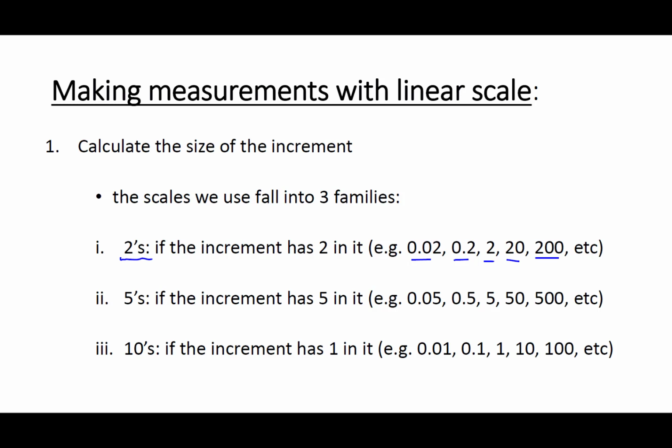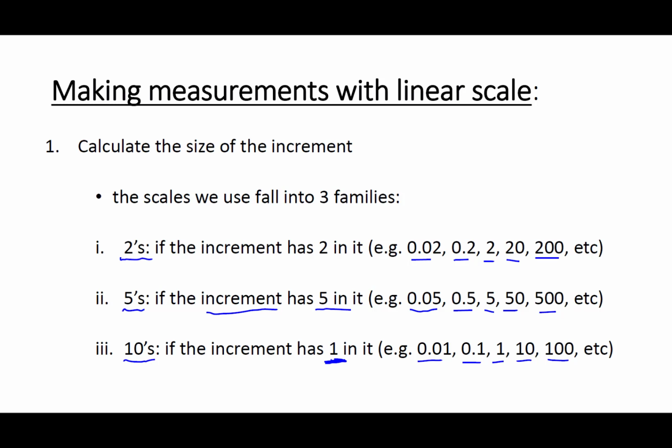twos. Next one is the family of 5, which means any increment that has 5 in it. For example, 0.05, 0.5, 5, 50, 500, 5,000, 5 million, etc. And the third one is the family of tens, which means any increment that has 1 in it. It's 1 and it's not 10, okay? It has to have 1 in it. For example, 0.01, 0.1, 1, 10, 100, etc. So any increment that has 1 in it belongs to the family of tens.